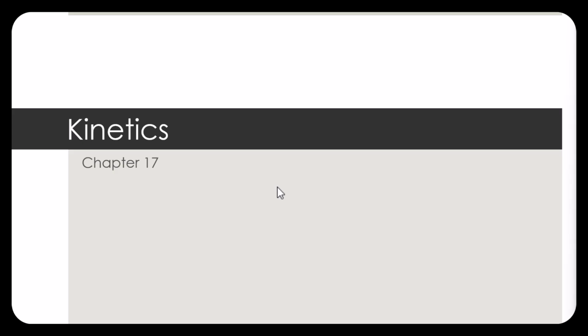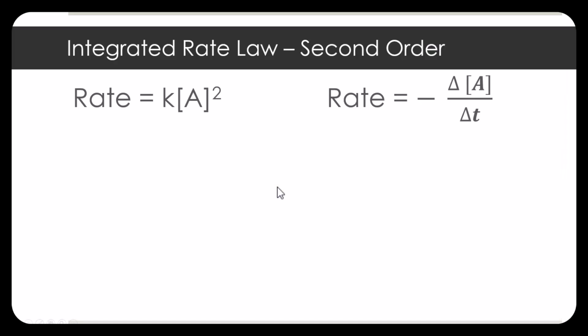So without further ado, second order integrated rate law. Again, we're going to start our derivation with the two rate equations. Rate equals the disappearance of our reactant over a given amount of time. And then our rate law was that rate constant K times the concentration of our reactant, and with this being second order, we have that squared value there.